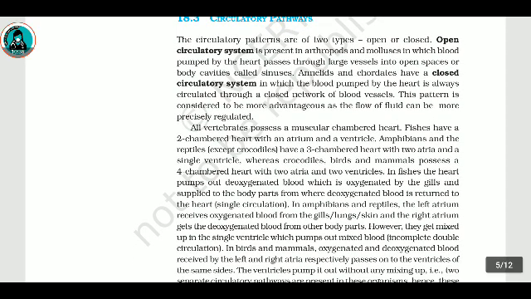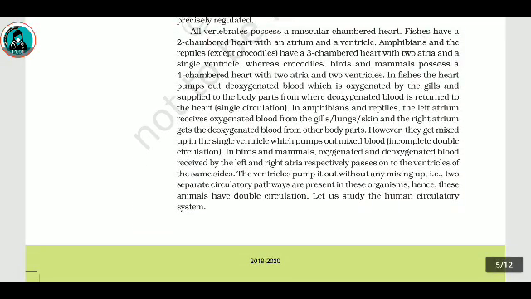Single circulation. In amphibians and reptiles, the left atrium receives oxygenated blood from the gills, lungs, skin, and the right atrium gets the deoxygenated blood from the other body parts. However, they get mixed up in the single ventricle, which pumps out mixed blood, an incomplete double circulation. In birds and mammals, oxygenated and deoxygenated blood received by the left and the right atria respectively passes on to the ventricles of the same sides. The ventricles pump it out without any mixing up, that is, two separate circulatory pathways are present in these organisms. Hence, these animals have double circulation. Let us study the human circulatory system.